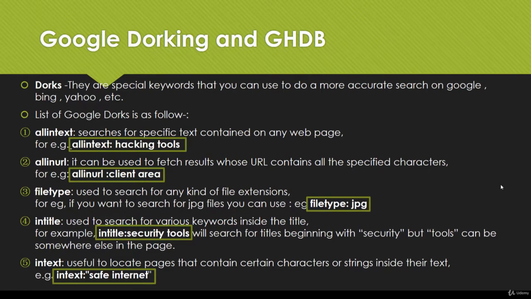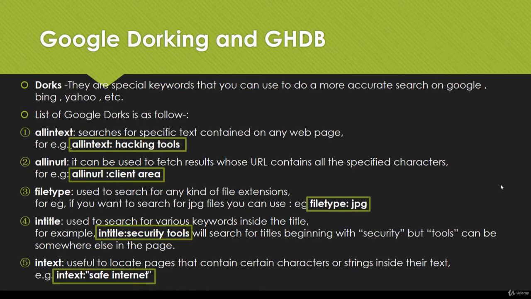So first, let's talk about dorks. Dorks are basically special keywords that you can use to do a more accurate search on Google. If you type something on Google, lakhs and lakhs of results appear within a spree. So if you make use of these Google dorks, your search will become more accurate and precise.